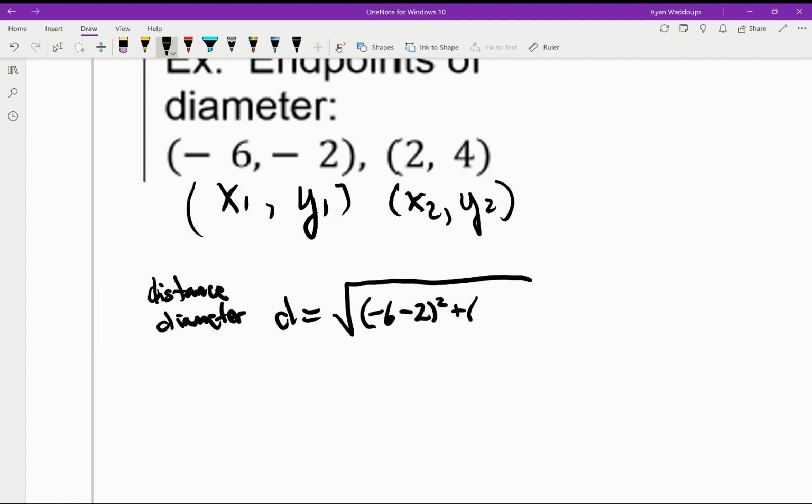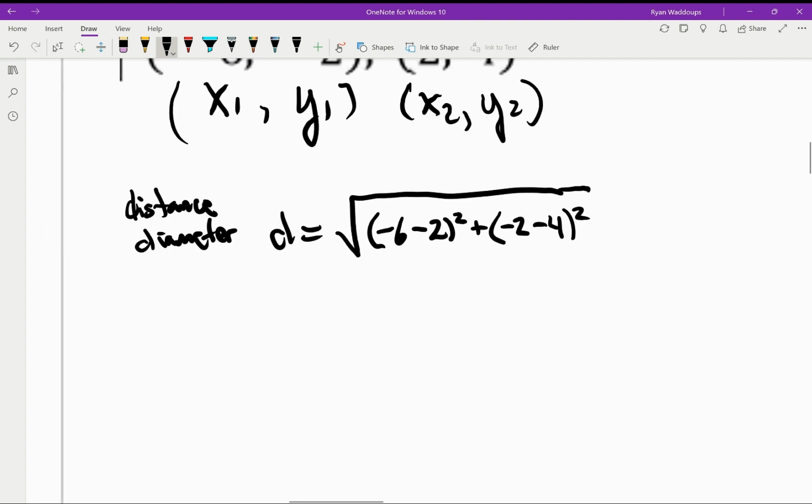And then we've got y1, that's -2, minus y2, which is 4, squared. And then you can just put that in your calculator. I don't think I'm sharing my calculator, so just go ahead and work through it with you by hand. -6 minus 2 would be -8 squared. And then -2 minus 4, that's -6 squared. And all of this is still under the radical.